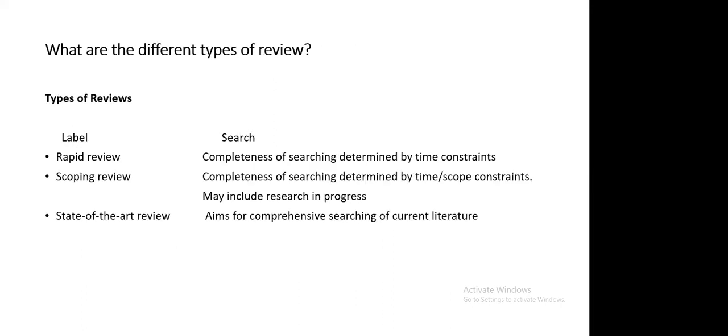Types of review can be a rapid review, if you are under some time pressure. It could be a scoping review, which may include research also in progress. And then we have the state-of-the-art review. The aim here is comprehensive searching of current literature.